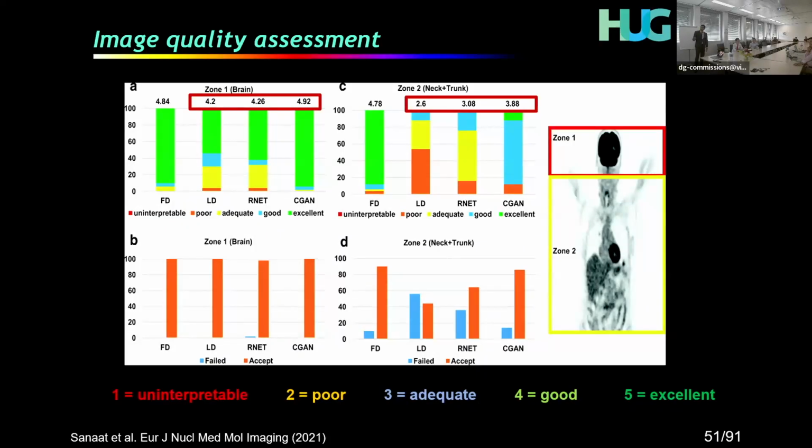And you can see when we are using the low-dose images, the quality is 2.6, and our CycleGAN model can improve it to 3.8. And we also asked them to give us their final decision about the quality of the images, if they really accept it or reject it, or ask for redoing the exam. So you can observe here that the number of failed cases in the low-dose images reduced from 60% to around 15% when we are using the CycleGAN.